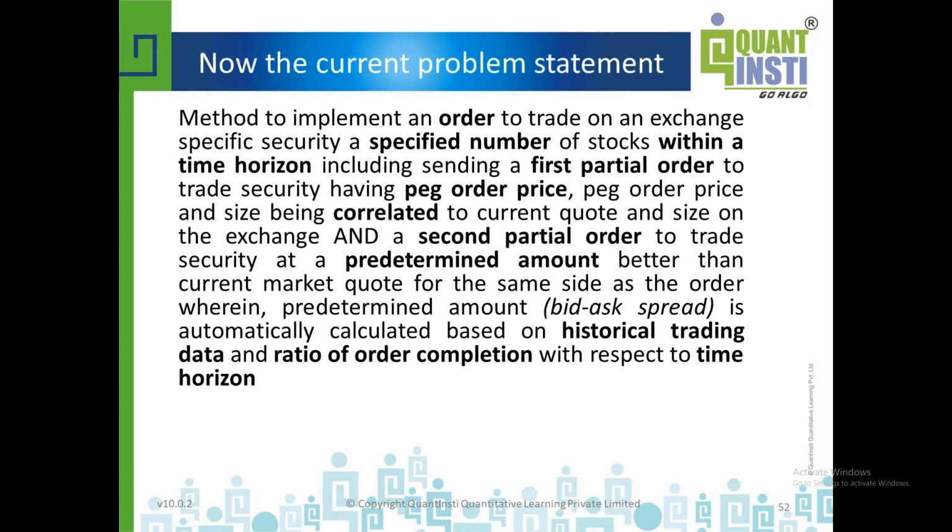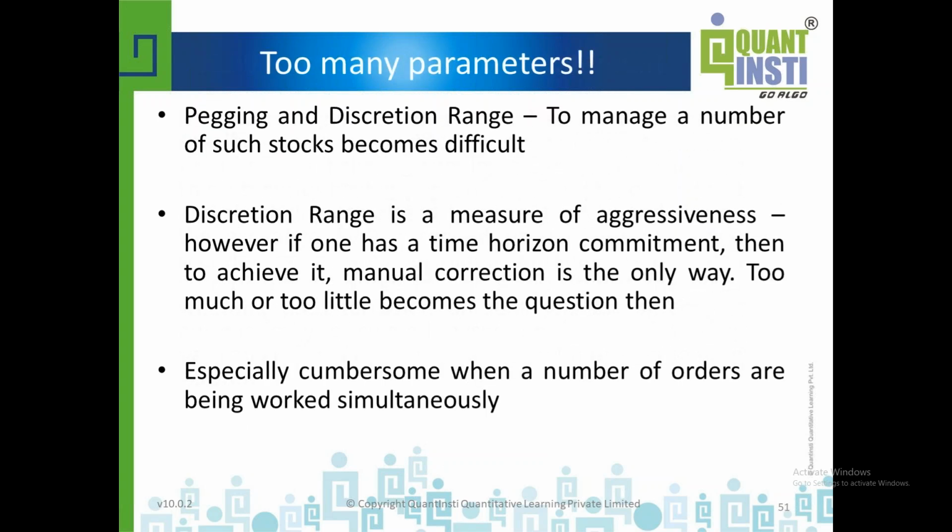So if you use your pegging and discretion range, managing a number of such stocks would be difficult. So obviously you have to use algorithms, right? You please don't even imagine using these things without an algorithm, right? Now, discretion is, as I said, a measure of aggressiveness, right?